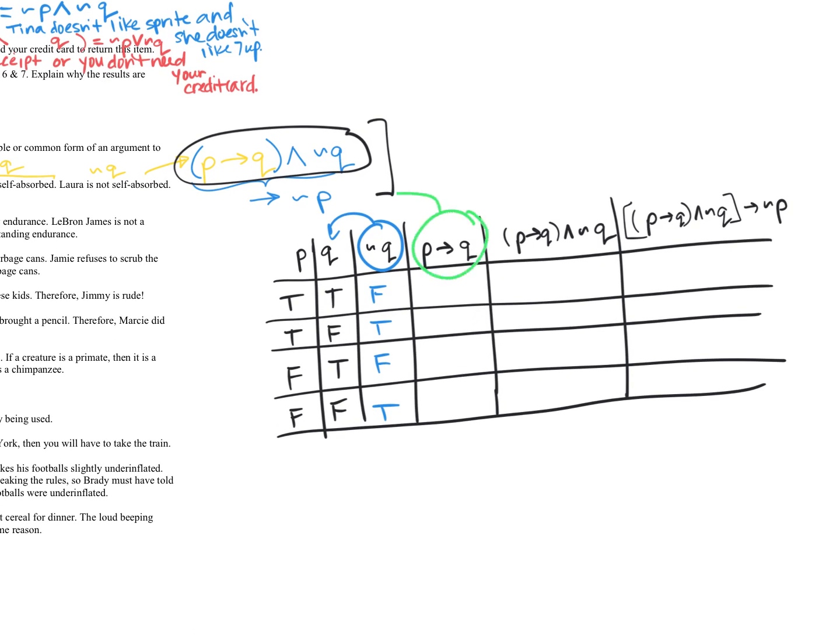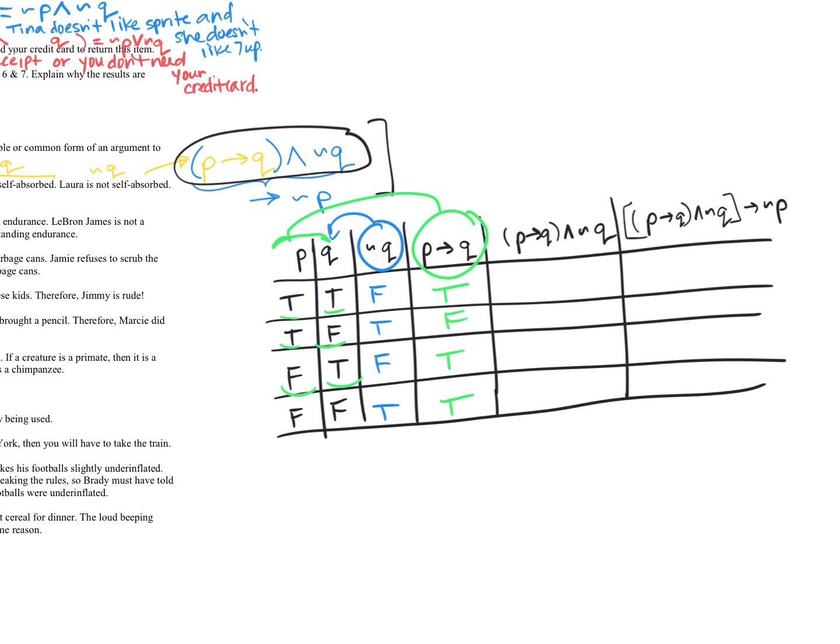We have a conditional here. We want to look at P implying Q. So true to true, that's true. True to false, that's really the only time that a conditional is false. These other times, if your hypothesis is false, then it doesn't imply anything. So we get that those are true.